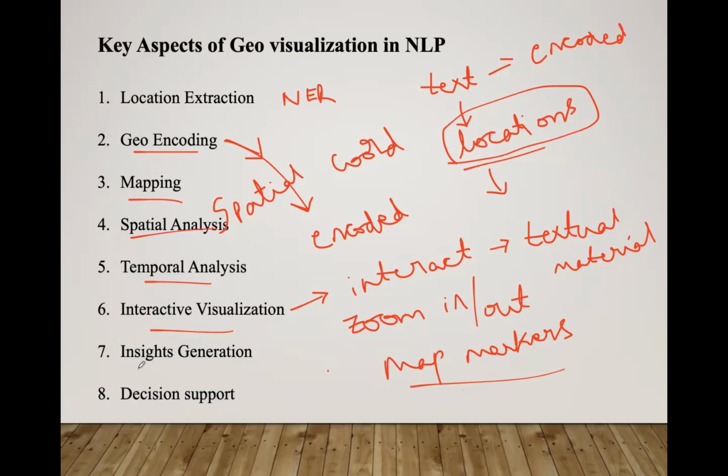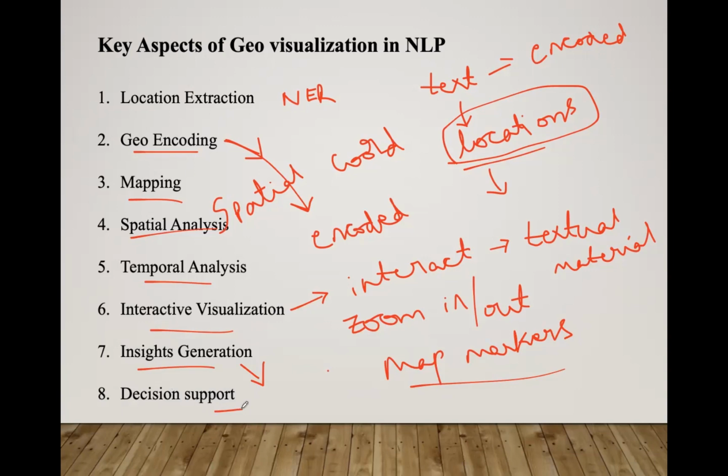Then we have insights generation. Geo-visualization facilitates insight generation by providing visual signals about spatial patterns and relationships in the text data. Analysts can look for geographic relationships, find regional variances in language use, and grasp the context of events represented in the text data. And the last one is decision support.